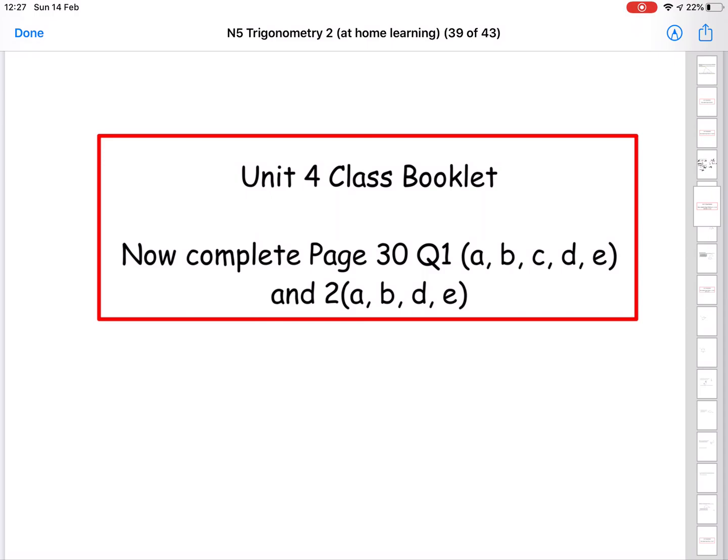I'll be on the live call if you have any questions or you need any help. As I always say, if you can mark your work from the answers at the back of the booklet and then email me photos of your work, I can check through it and make sure we're getting on okay with this as we go through.